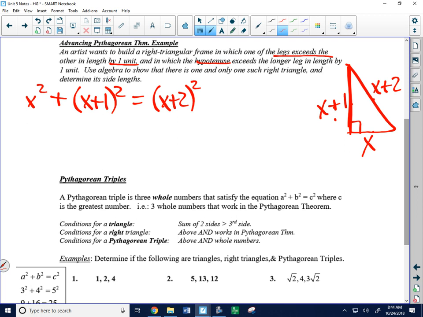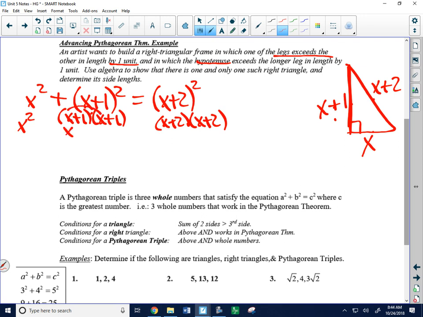Alright, so let's work it out. The x squared just comes down. Do not say this is x squared plus 1. I really need to take an intermediate step. This means times itself, and so does x plus 2. So I'm going to FOIL. I've got to FOIL these to work them out.